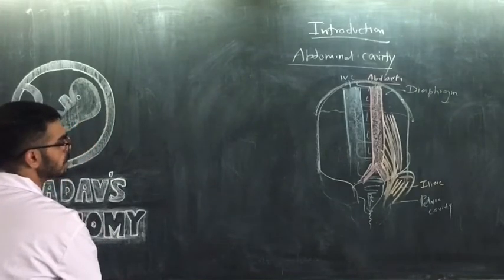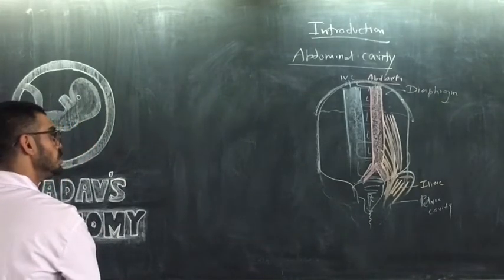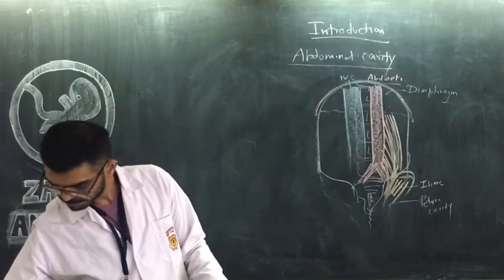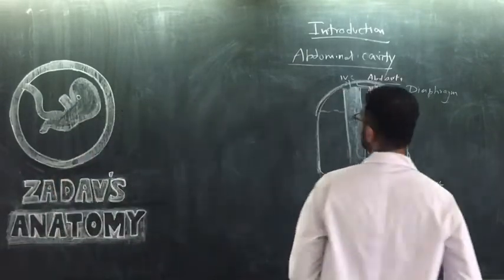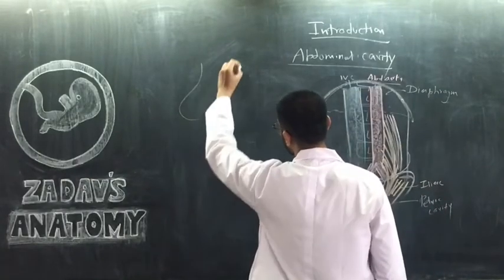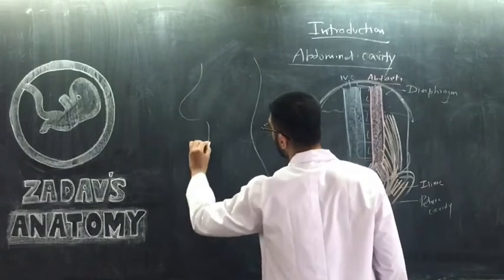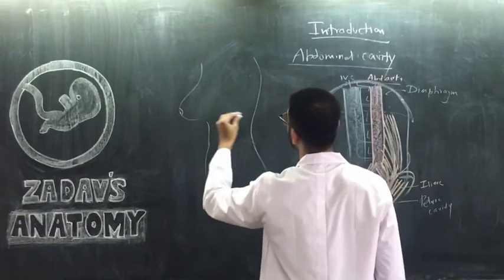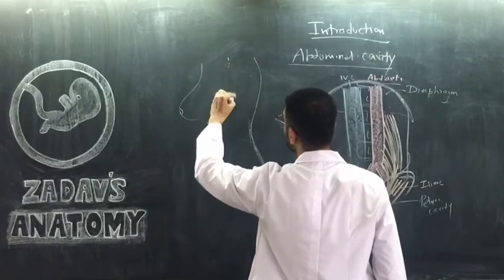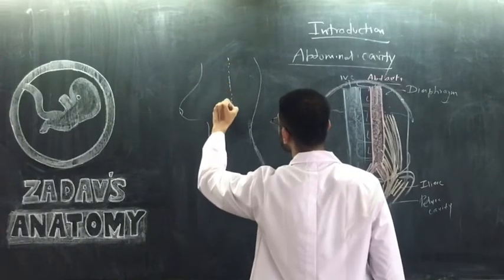So that's your posterior wall. Now let's talk about the lateral wall. The lateral wall is contributed by three abdominal muscles. From outside within these are... let's assume this line to be the midaxillary line. I'm sure you already know what that is.